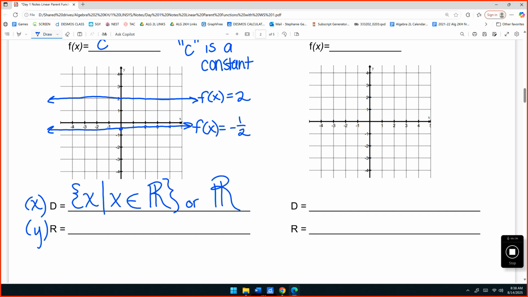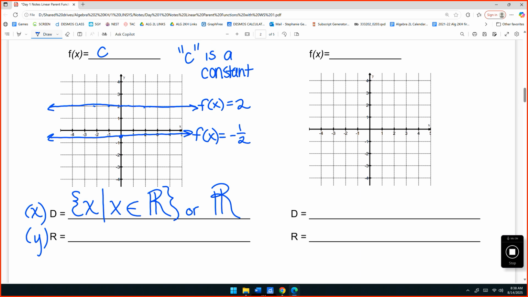So if I look at each function, are the y coordinates all real numbers? No. Every point on our constant function is constant. Every y value is the same. So here the y is always 2, and this one, the y is always -1/2. And in general, for our constant function, we can say the y is always c.